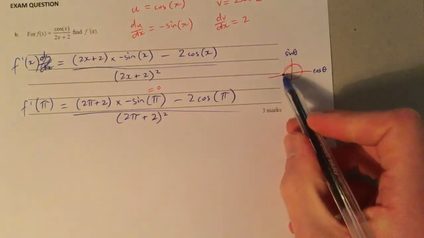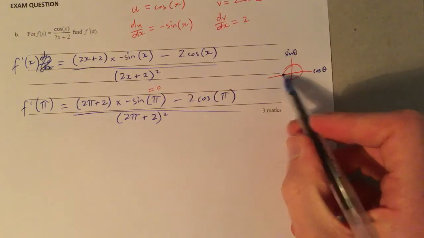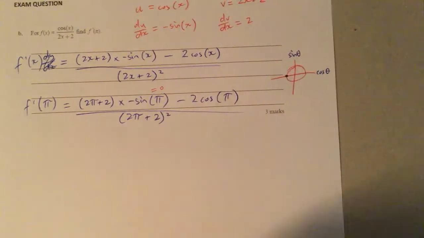And cos of pi, well, the value of cosine at this point is negative 1. The x-coordinate on the unit circle is negative 1. Right, so cos of pi equals negative 1.